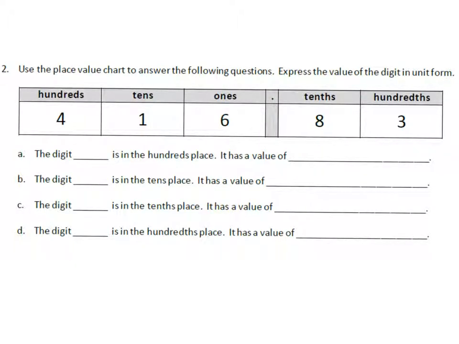Look at number 2 on the problem set. It says to use the place value chart to answer the following questions. Express the value of the digit in unit form. Look at letter A. The digit blank is in the hundreds place. It has a value of blank. Let's find the hundreds on our place value chart. What digit did you find there? Was it 4? Let's write down 4. Now, what is the value of 4 hundreds? That would be 400.